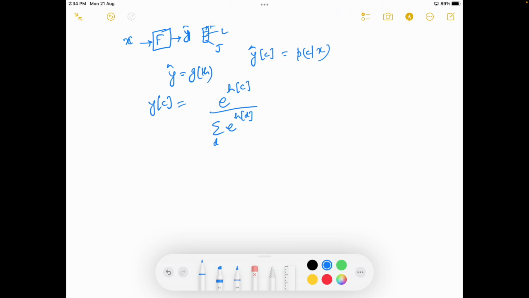This is called a softmax. Now look at the properties of this function. Is it between 0 and 1? Can we say every y_c is between 0 and 1? Yes. Can we say all the y_c's sum up to 1? Yes. So this function satisfies those constraints. That's why we use it for multi-class classification. And this nonlinearity is known as softmax nonlinearity.